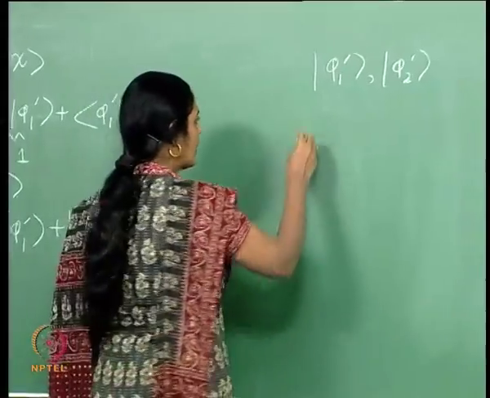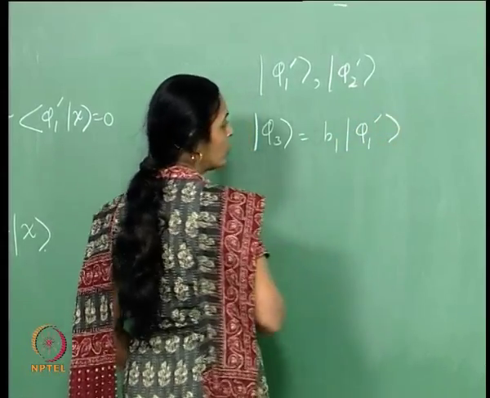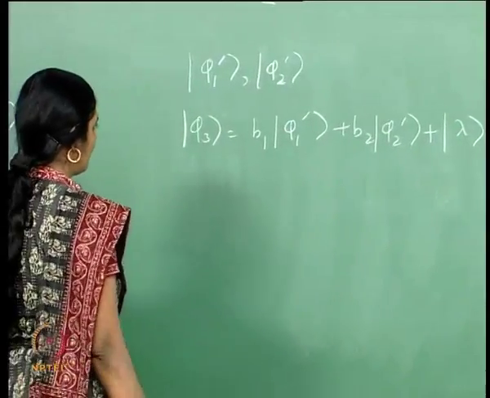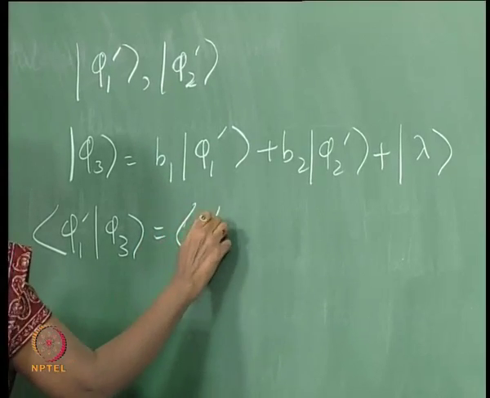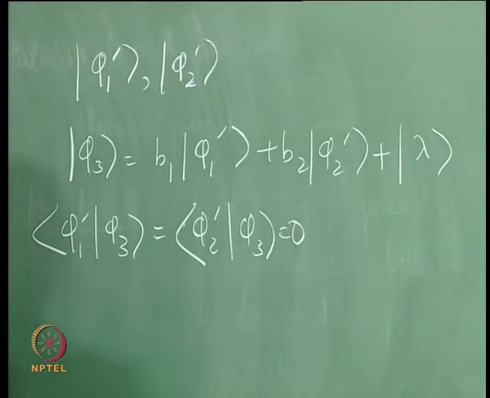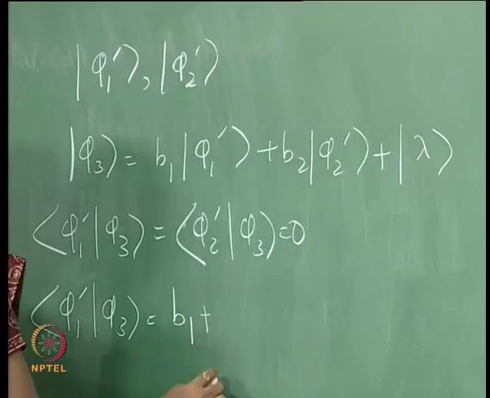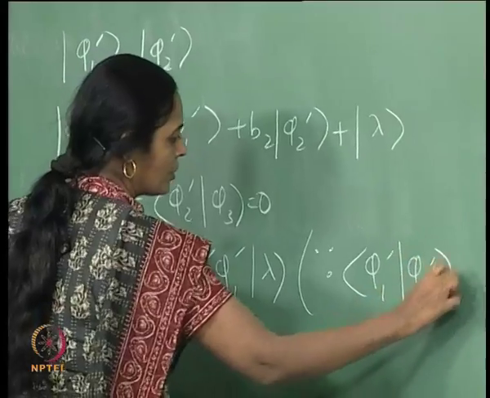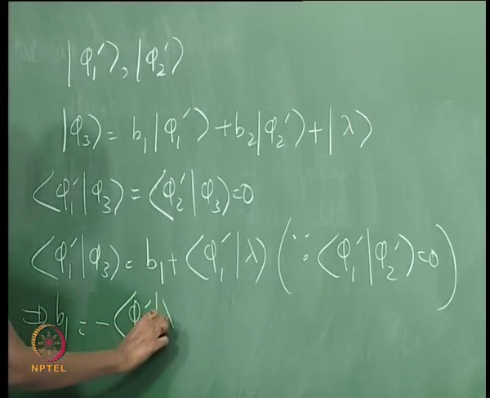I have to repeat this procedure with the third vector, phi 3, which I expand as b 1 phi 1 prime plus b 2 phi 2 prime plus some vector lambda. My requirements are the following: that the inner product of phi 1 prime with phi 3 is equal to 0 and the inner product of phi 2 prime with phi 3 is also equal to 0. It is evident that if I first work with the inner product of phi 1 prime with phi 3, that just gives me b 1 plus the inner product of phi 1 prime with lambda, because I have already shown that the inner product of phi 1 prime with phi 2 prime is 0, which tells me that b 1 should be equal to the inner product of phi 1 prime with lambda with a negative sign.